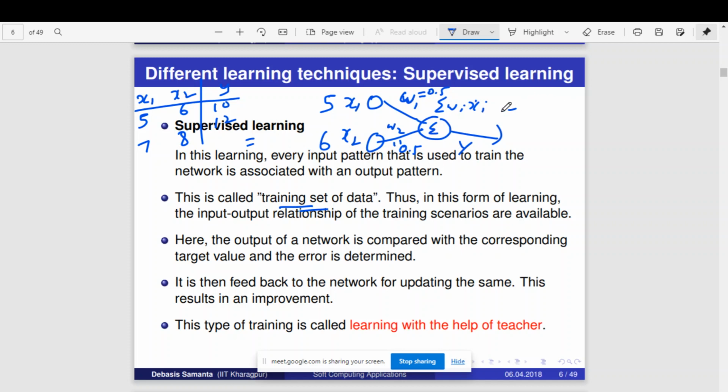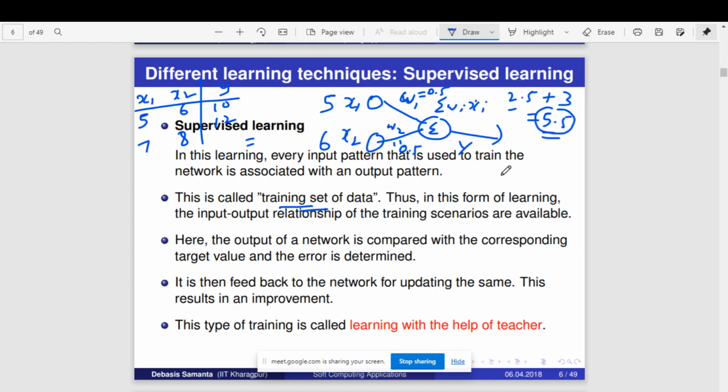5 into 0.5 is 2.5. 6 into 0.5 is 3. 2.5 plus 3 is 5.5. Okay, this is the predicted output. But what is the actual output?